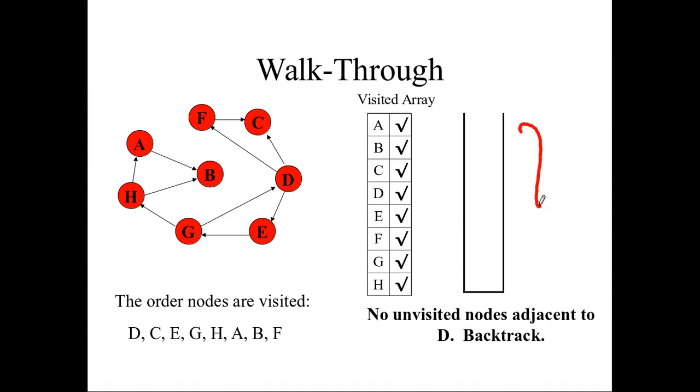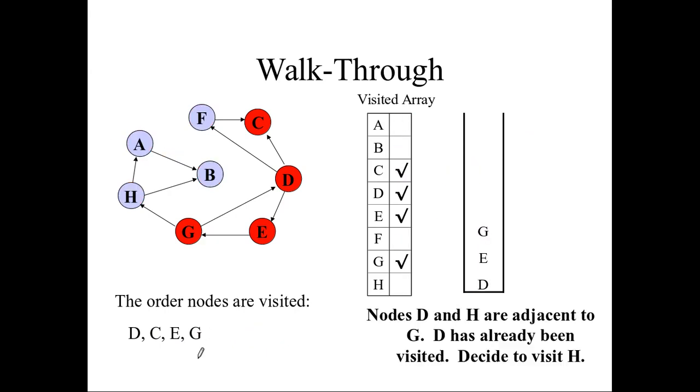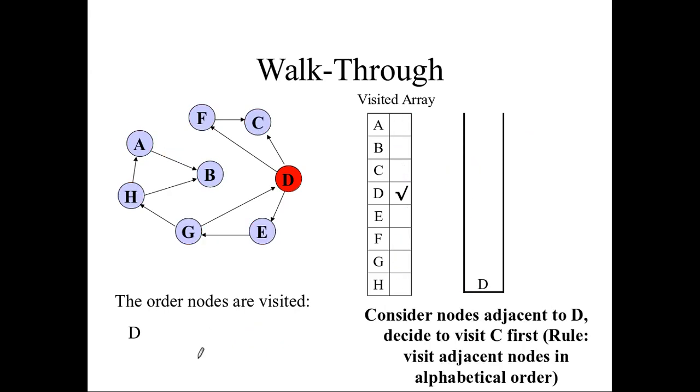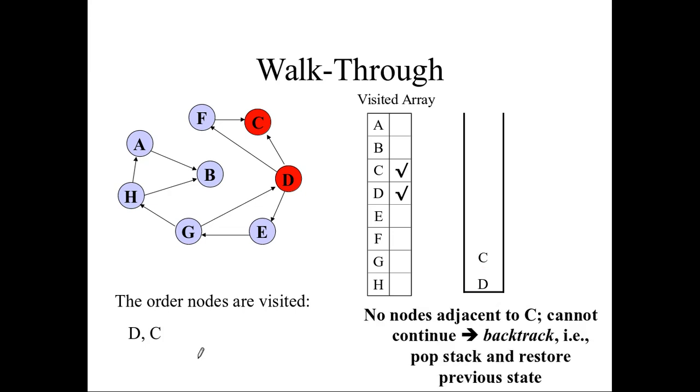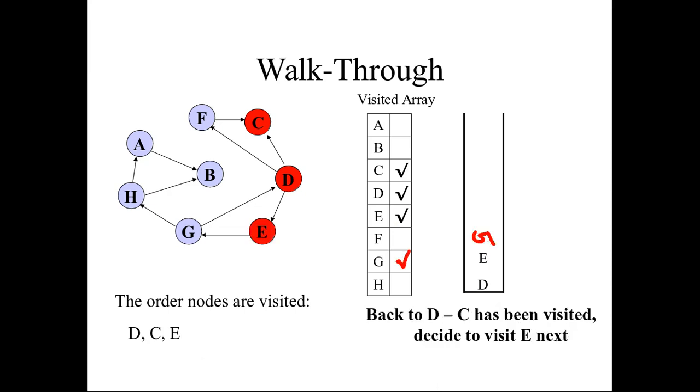If the stack is empty, that means I have visited all the possible nodes in the directed graph, and this array holds the nodes which I have visited, in the order in which I have visited them. As and when I visit them I tick them and write them down. So as you can see here, first I have visited D, then we visited C, then we visited E.